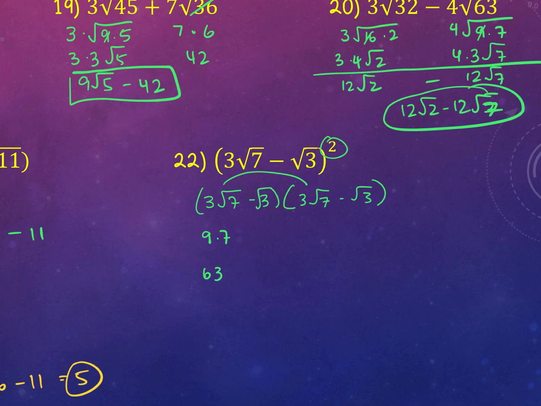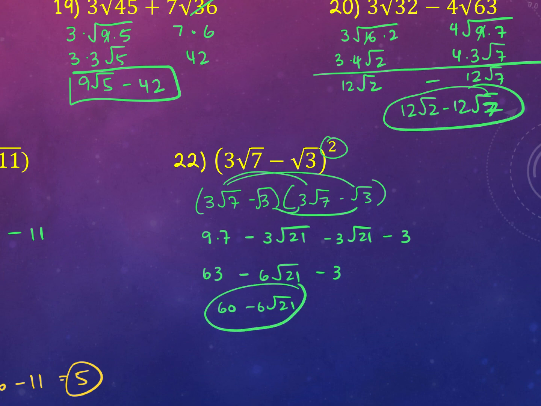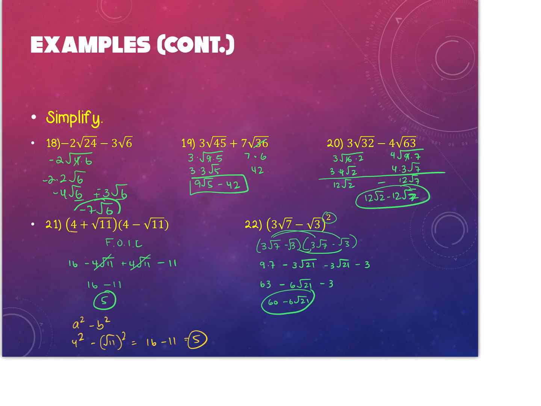Then I do outer. So I'm going to do minus 3, and then square root of 7 times square root of 3 is square root of 21. Then I'm going to do inner, and so again here, I'm going to get minus 3 square root of 21. And then I'm going to do last times last, which is going to be minus square root of 9, which is 3. And so notice here, the middles don't cancel out. They end up doubling. So I get minus 6 radical 21, minus 3. My first and last terms are like terms. So 63 minus 3 is 60, minus 6 radical 21. And that's it. Radical 21 can't be simplified, and that's going to be my final answer.